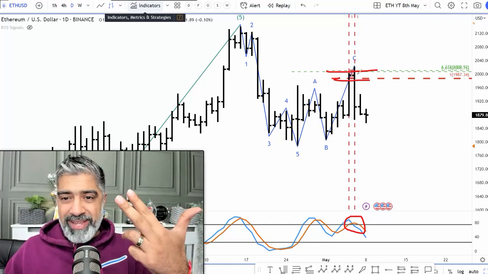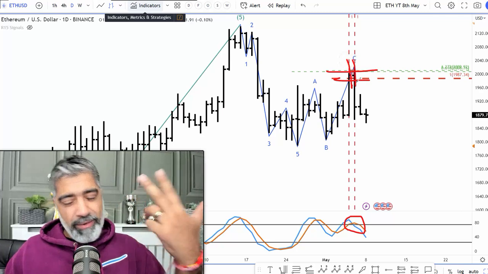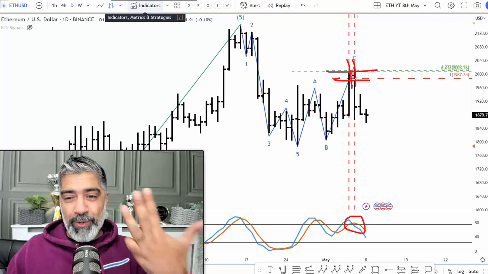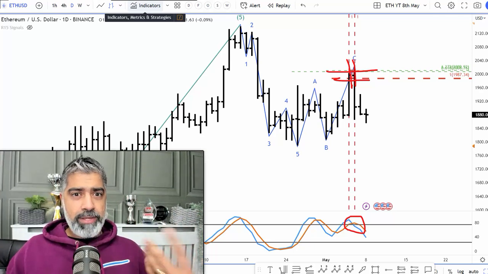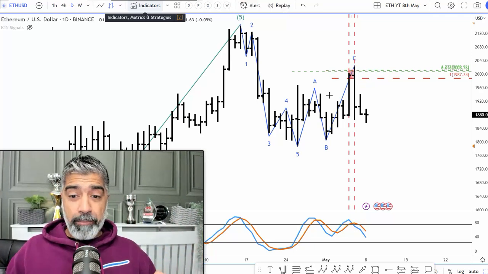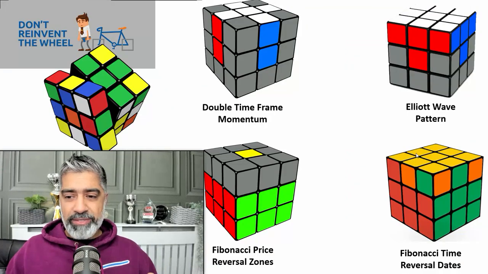So we've got price, and now we've got time. There are some other elements of time as well, but we've got 4 technical factors. So now, especially when they line up, you can then make a high probability decision based on that information.